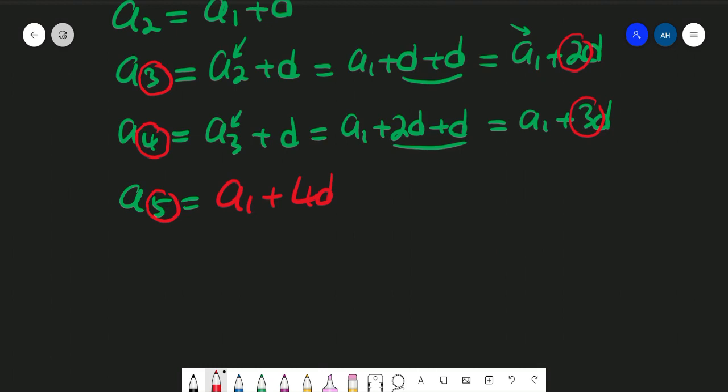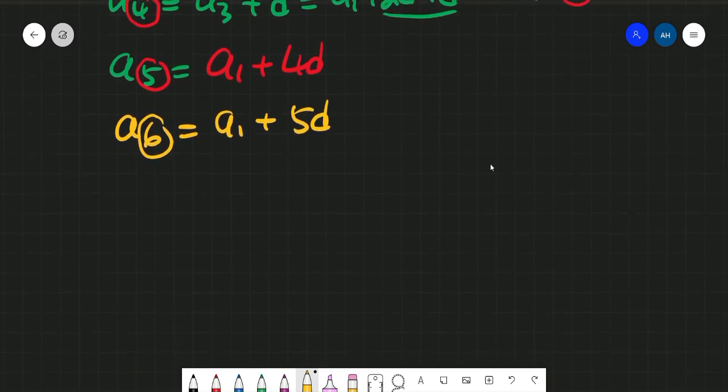Okay, can we write down one more term after a5? That is a6, right? a6 equals a1 plus, reduce 1 from 6, we have 5d. And that's the way to write down the terms as we go down the list: a7, a8, and so on.